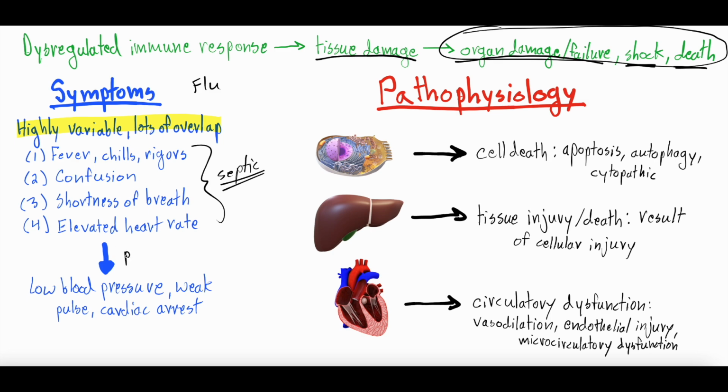And again, if this progresses, right? If this progresses untreated and you're going into that severe sepsis where you start to get organ injury or septic shock, then you can start to get low blood pressure, hypotension, a weak pulse, and it can even lead to cardiac arrest if it spirals out of control and you get really, really sick. So the symptoms are variable and there's lots of overlap with other conditions, but if you start to get this conglomeration of symptoms, you should definitely be worried and consider going to the hospital.